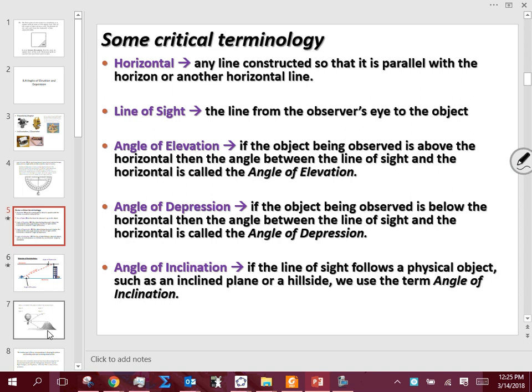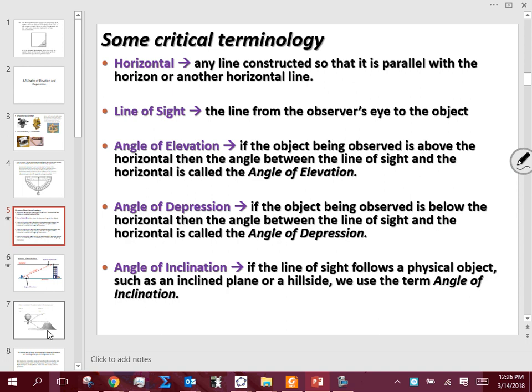A line of sight is an imaginary line that goes from your eyeballs, or the observer's eyeballs, to whatever's being sighted in by the observer, okay? An angle of elevation is the angle that is then created by those two things, the horizontal and a line of sight, when looking up at something, when looking above the horizon at an object. Elevation means to move up, right? So angle of elevation is with the horizontal and the line of sight when looking up at an object, okay?